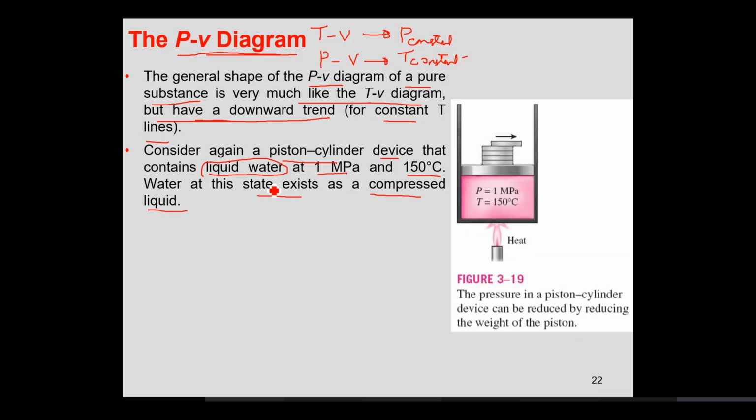All right. So you have this piston cylinder, in which there are certain weights on top of a piston, and you have liquid water which is at 1 megapascal and temperature is 150 degrees centigrade. Now, if I remove this one block from this piston, what would happen to the pressure? Pressure decreases. Pressure would decrease.